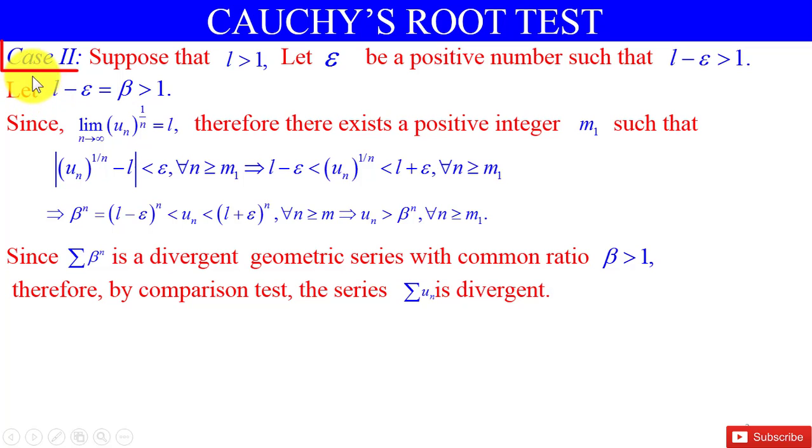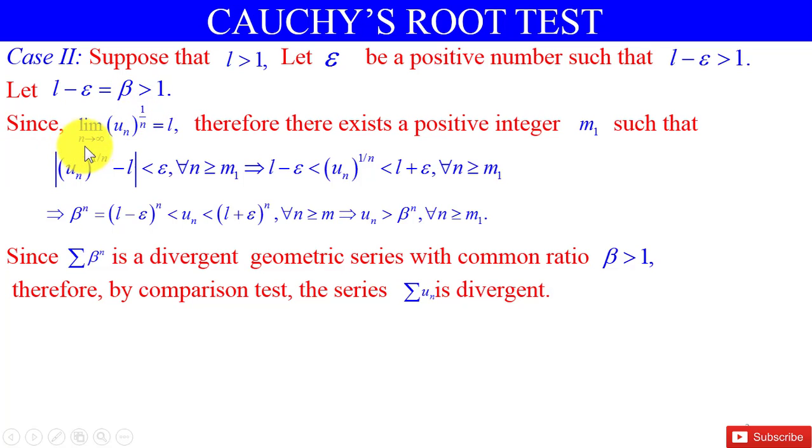Case 2. Suppose that the limit L is greater than 1. Let epsilon be a positive number such that L minus epsilon is greater than 1. Let L minus epsilon be equal to beta, which is greater than 1.